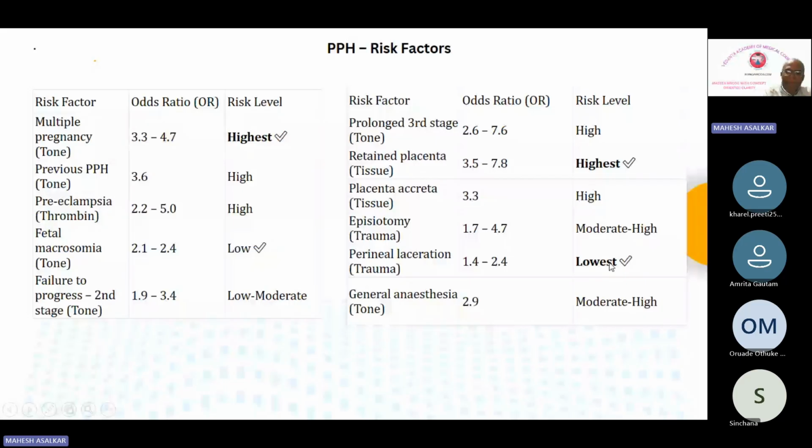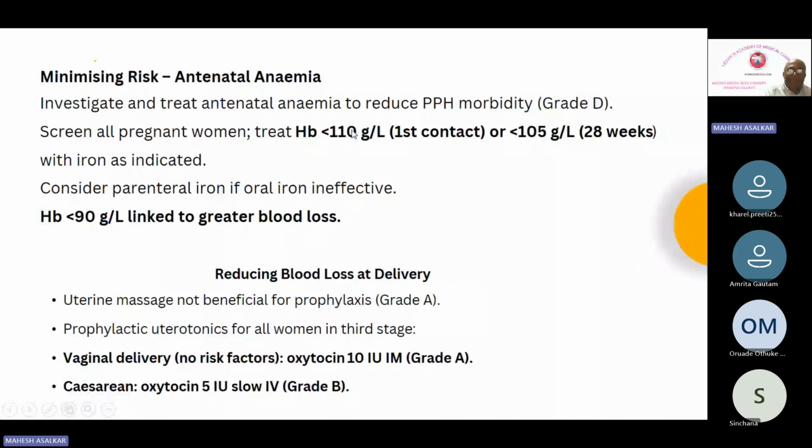Now minimizing the risk. One, correct antenatal anemia, which we have already seen in the executive summary. You need to treat anemia if the Hb is less than 11 at first contact or 10.5 at 28 weeks of gestation. You need to treat with iron. Consider parenteral iron if oral iron is ineffective. Hb less than 9 g is linked to greater blood loss.